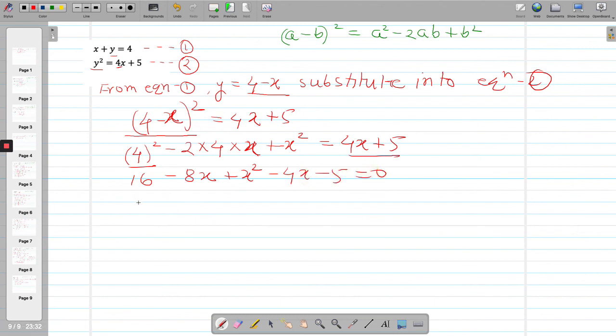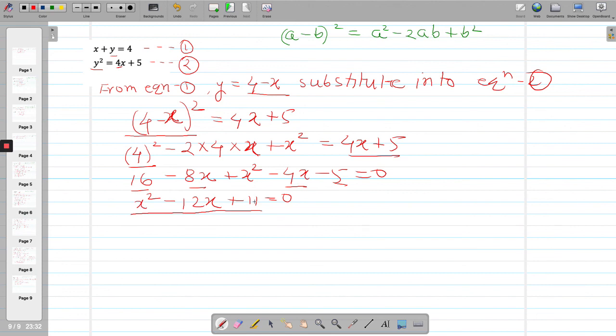Okay, so writing x squared first, and minus 4x and minus 8x can be simplified. We can add them together. So minus 12x, these two, and 16 take away 5 is 11. So plus 11 equal to 0. And this is a quadratic expression on the left hand side. I'm going to factorize this one.